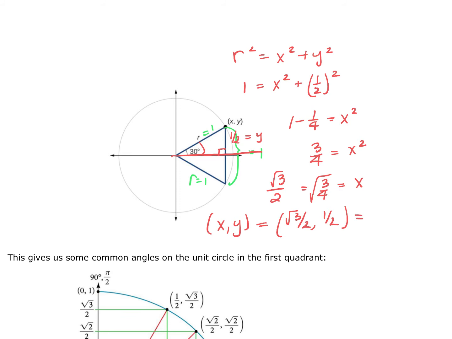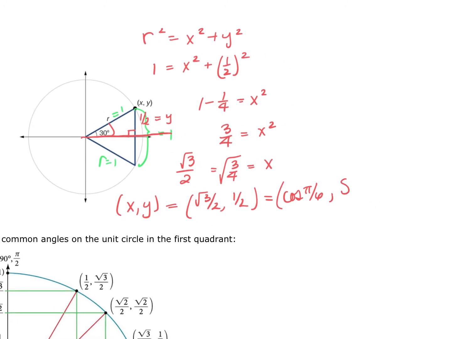That tells me that the cosine of pi over 6 or 30 degrees and the sine of pi over 6 or 30 degrees are these values. Here's what the cosine is, and here is what the sine is.